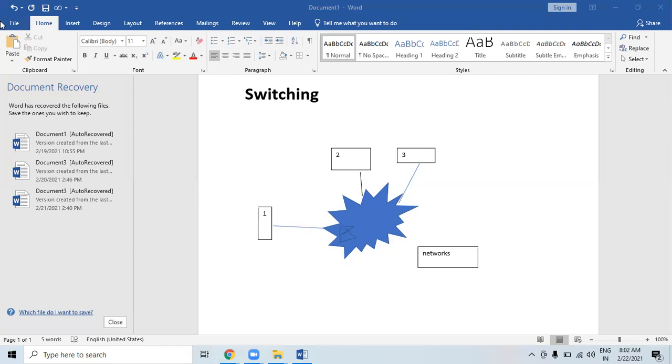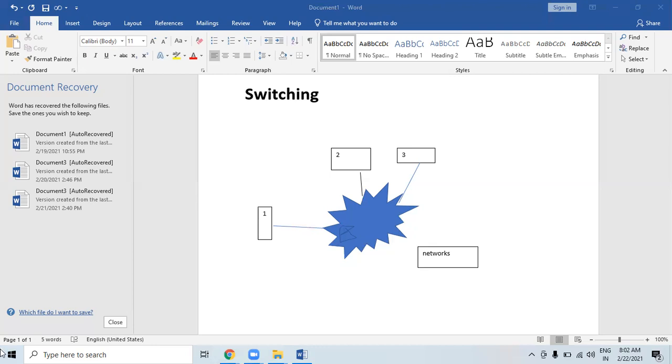A switching network is made up of a series of interconnected nodes called switches. A switch is a device that creates a temporary connection between two or more devices. This shows a switched network. Switching methods: the three basic methods of switching are circuit switching, packet switching, and message switching.